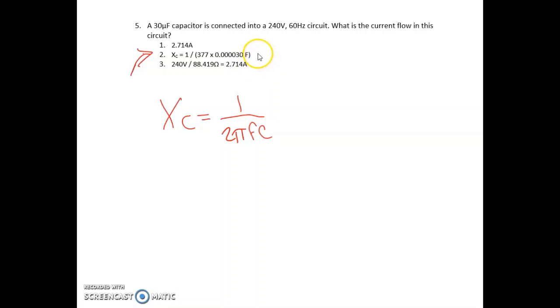And it yields 88.419 ohms. Then we can use Ohm's law. So 240 volts divided by that 88.419 ohms gives 2.714 amps.